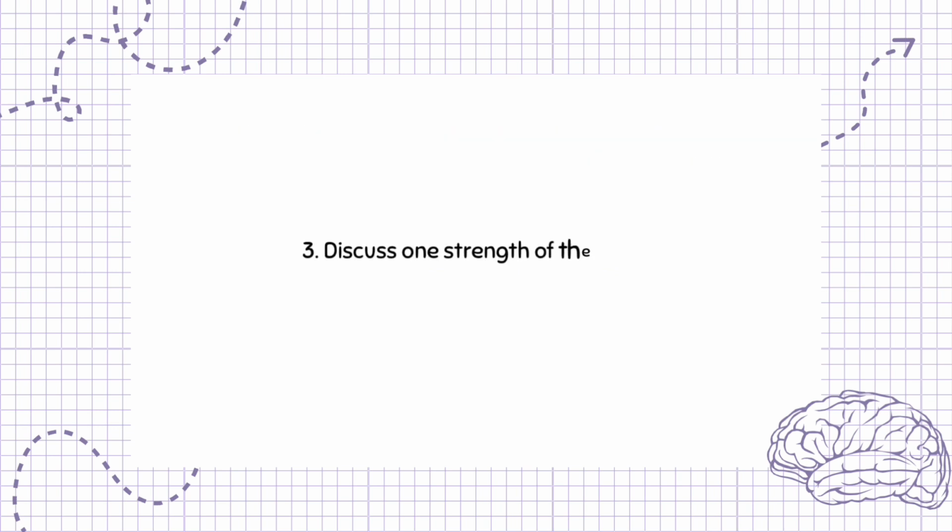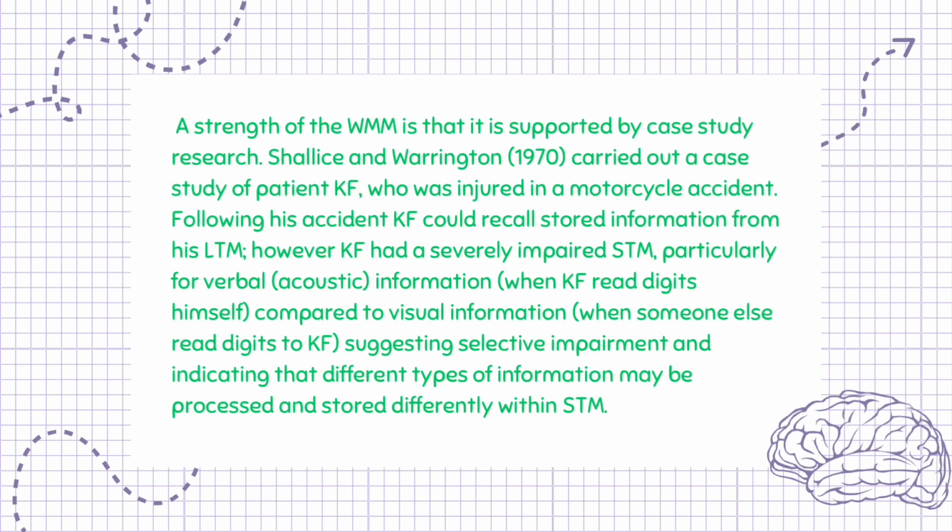Question 3. Discuss one strength of the working memory model, 4 marks. A strength of the WMM is that it is supported by case study research. Clive Wearing and Warrington, 1970, carried out a case study of patient KF, who was injured in a motorcycle accident. Following his accident, KF could recall stored information from his LTM, however KF had a severely impaired STM, particularly for verbal, acoustic, information, when KF read digits himself, compared to visual information, when someone else read digits to KF, suggesting selective impairment and indicating that different types of information may be processed and stored differently within STM.